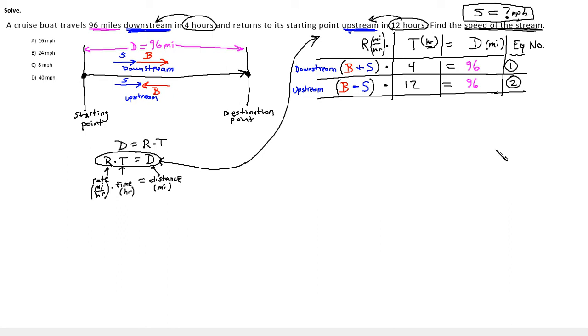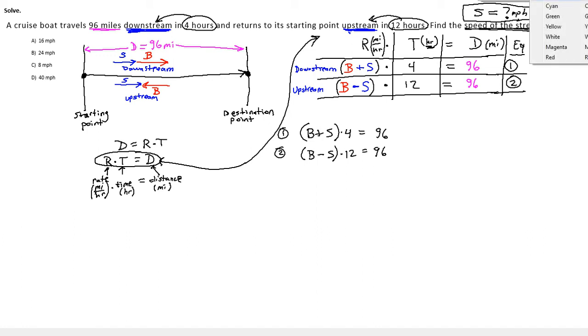That's the answer to the problem. Okay, so let's write these out, and I'm just going to do it in one color for the moment. The first equation: (B plus S) times 4 equals 96. There's equation 1. Then we also have (B minus S) times 12 equals 96. Here are our two equations. I'm going to number them on the left, and I'm going to start solving them.